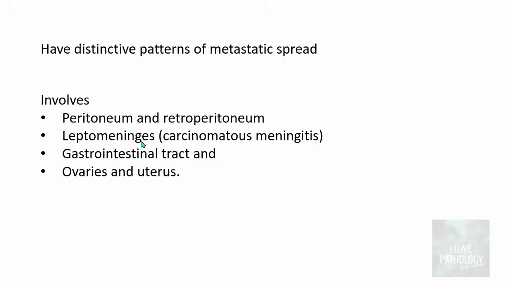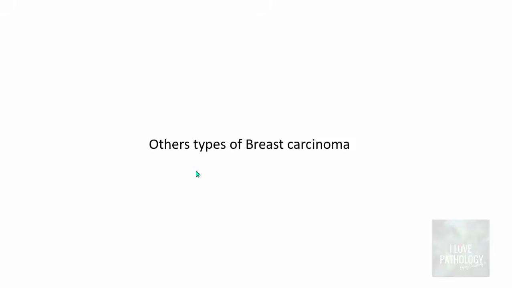Now these tumors, lobular carcinomas, have a very distinctive pattern of metastatic spread. They involve peritoneum and retroperitoneum. They can involve leptomeninges, and when they are involved, it's called carcinomatous meningitis. They can involve gastrointestinal tract. They can involve ovaries and uterus. Now let's move on to understand the other types of breast carcinoma.